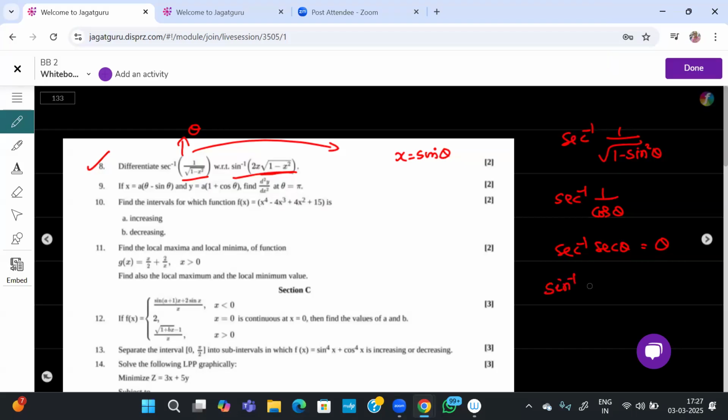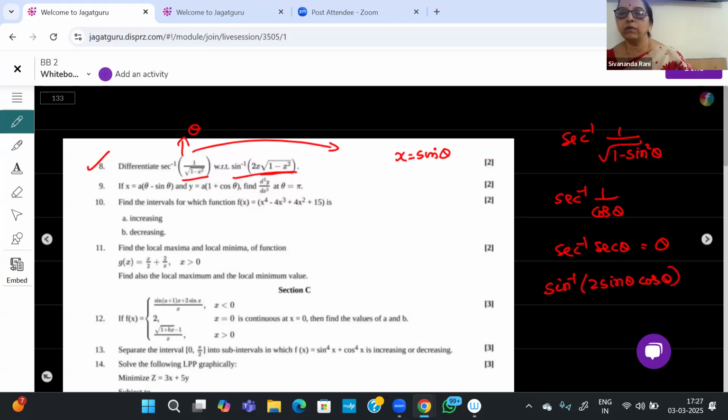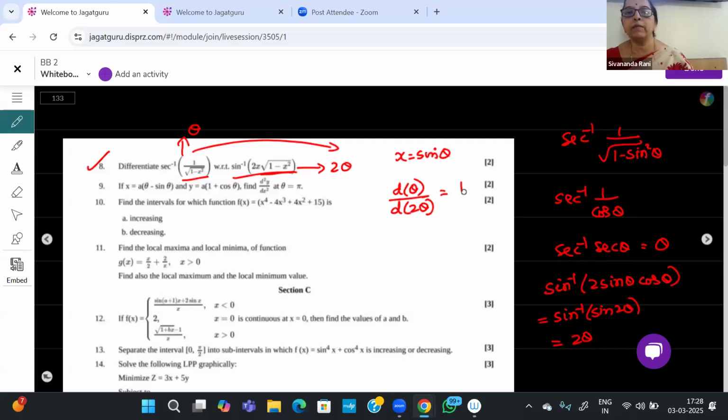That's good. So 2 sine theta, x is sine theta, root of 1 minus sine square theta is cos theta. But you know, this is nothing but sine 2 theta, so 2 theta. So the second function is reducing to 2 theta. So I'm asking, what is the derivative of theta with respect to 2 theta? That's nothing but half, because derivative of theta is 1, derivative of 2 theta is 2, right?